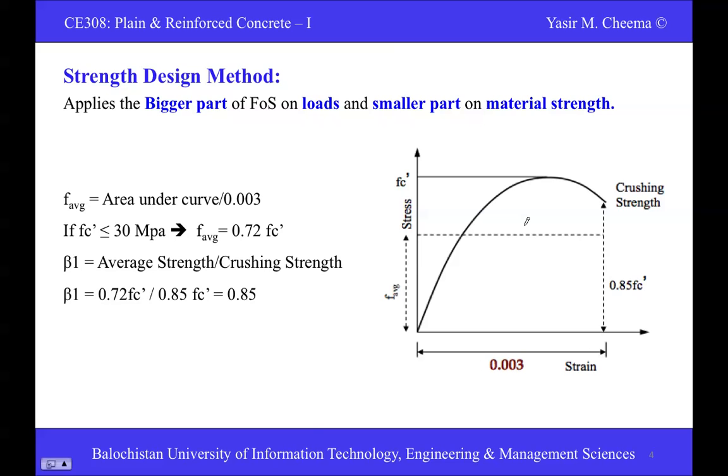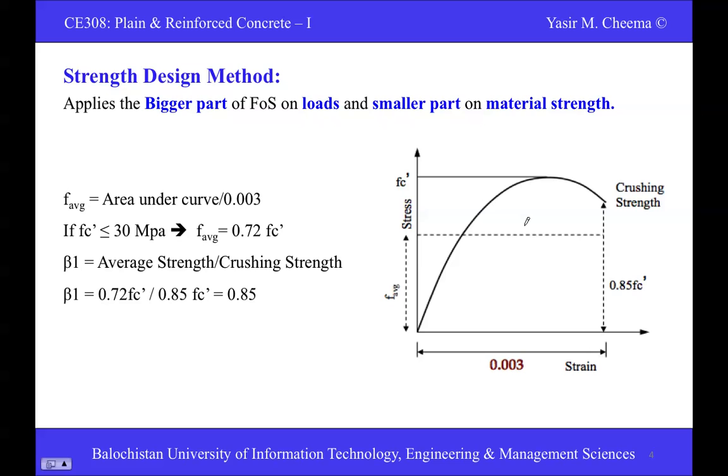One is the average stress, the average strength of concrete. The average strength is normally the area under the curve divided by 0.003. This is termed the average strength. If FC prime, the 28-day compressive strength of concrete, is less than 30 megapascal, in that case the average compressive strength will be 0.72 times FC prime.